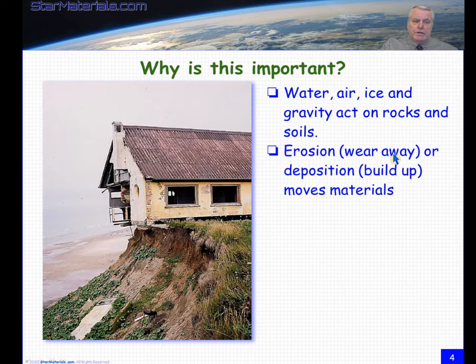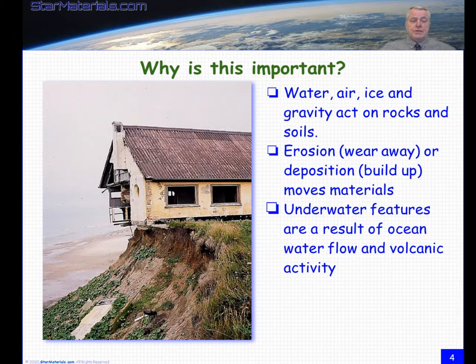Erosion, wearing away, or deposition, build up, moves materials. Erosion, taking material away. This material used to be here and is now eroded. Or deposition, to deposit, to build up. Those are the two major ways of moving parts of the earth around. It wears away and moves and is deposited, because if it comes from someplace, it's got to go someplace.